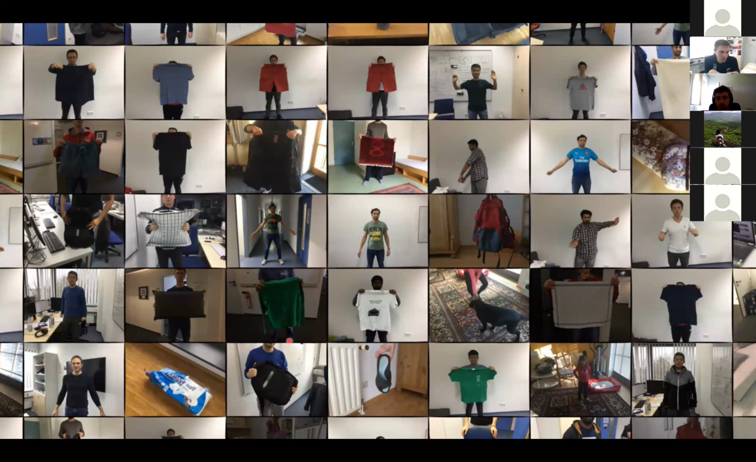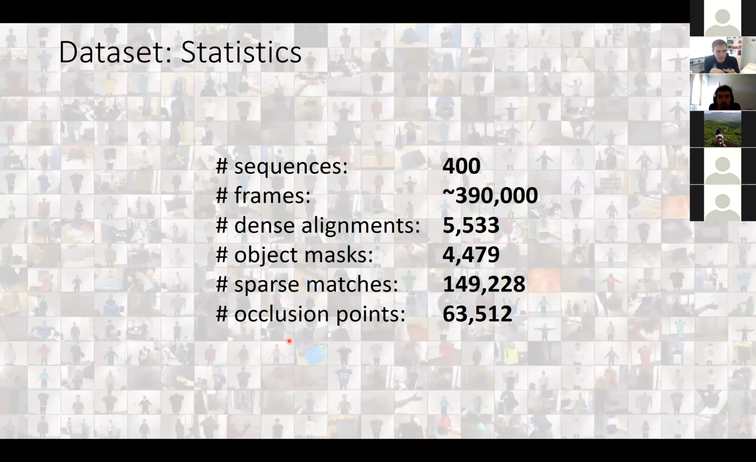We have a detailed statistic in the paper, but there's a bunch of stuff in there that we recorded. So if you're looking at the whole statistics of this data set, we had in total 400 sequences. They were all unique sequences, so we didn't record the same thing twice. We roughly had close to 400K, 390K RGB-D frames. We have about 5.5K dense alignments, 4.5K object masks, 150K sparse samples, and then we also annotated occlusion points.